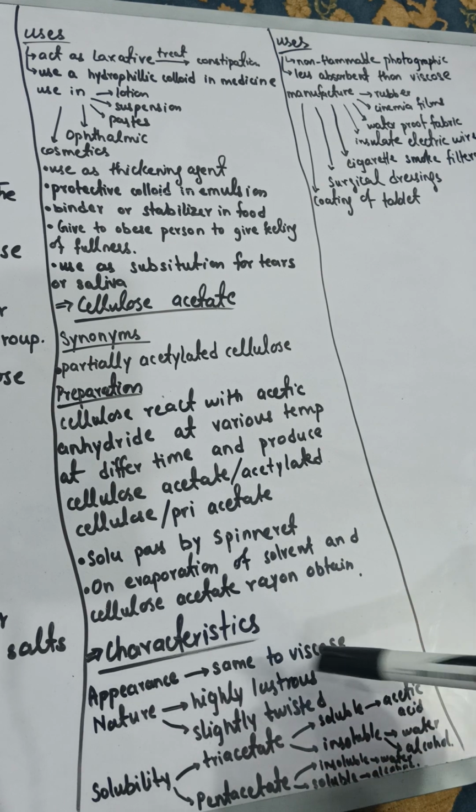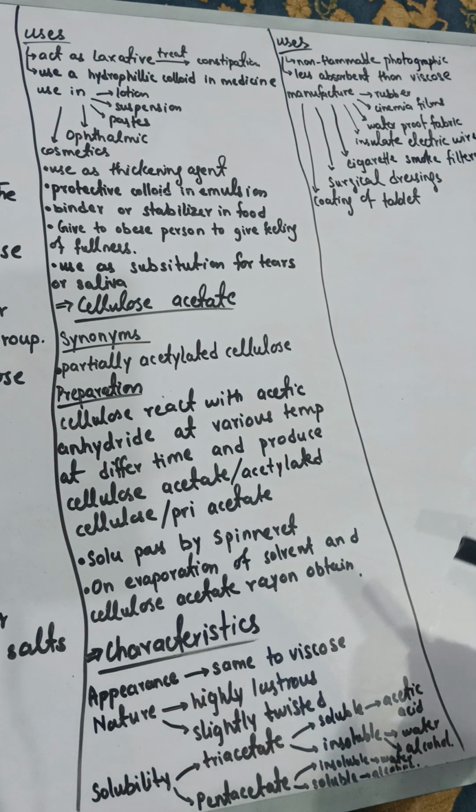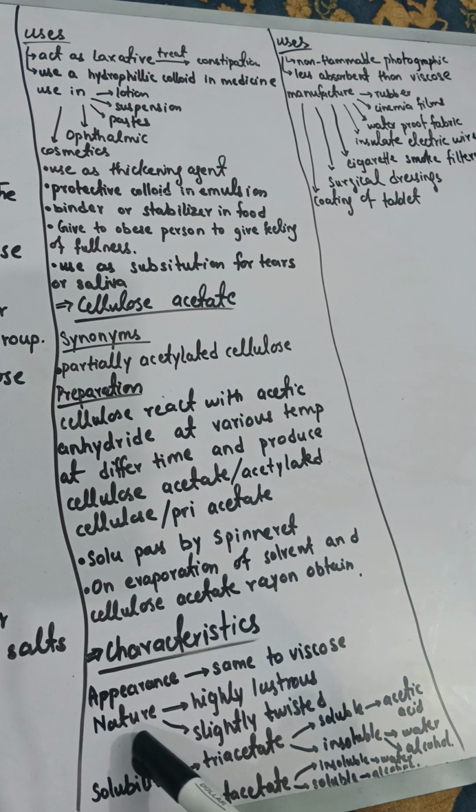Let's discuss the characteristics of cellulose acetate. The appearance is very similar to viscose. You remember that we discussed viscose in the previous lecture when we started the regenerated fibers. We studied that viscose is also obtained from cellulose, and its nature is very highly lustrous and slightly twisted, meaning curved.